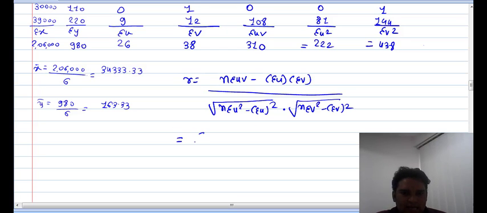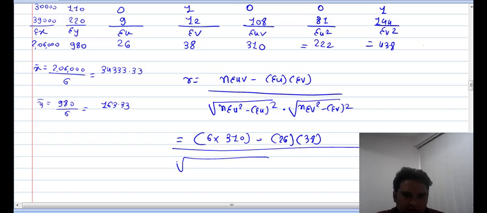Now what is n? It is 6. What is sigma uv? 310. What is sigma u? Sorry, sigma u is 26. And what is sigma v? 38. Now the square root of 6 into sigma u square 222 minus sigma u whole square, that is 26 whole square, and 6 into 438 minus 38 whole square.